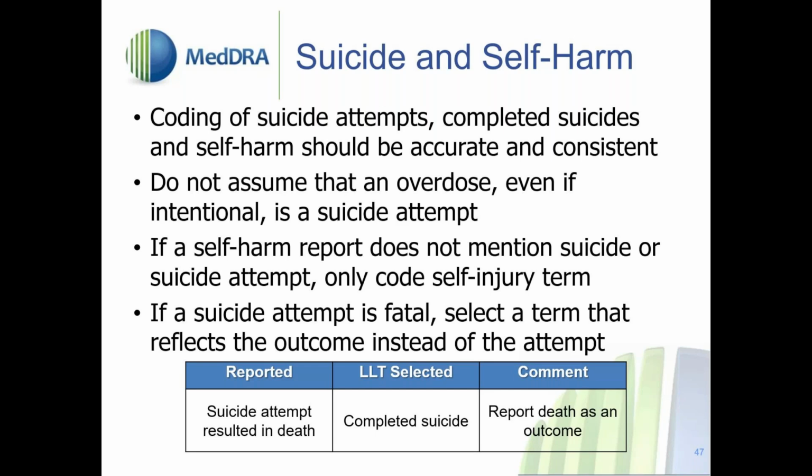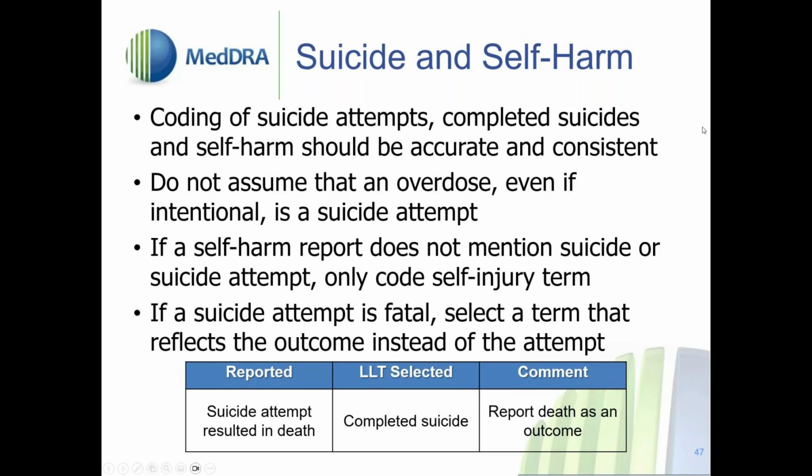If there was a suicide attempt, if there's no outcome reported with it, you can't assume that it was completed. If the verbatim tells you that the suicide attempt was fatal, then yes, you can select the LLT that says this was a completed suicide, and of course the death is still expected to be reported as a separate outcome in its own specific field.